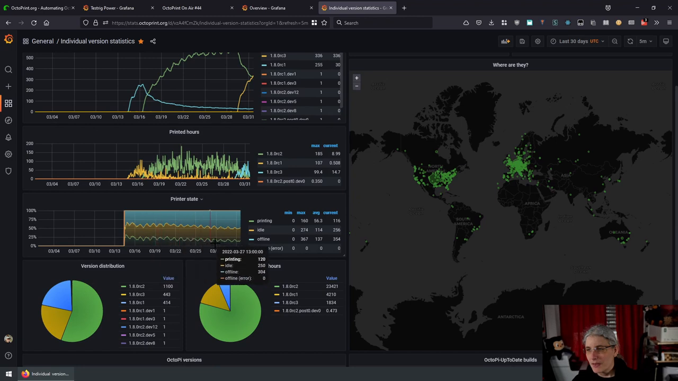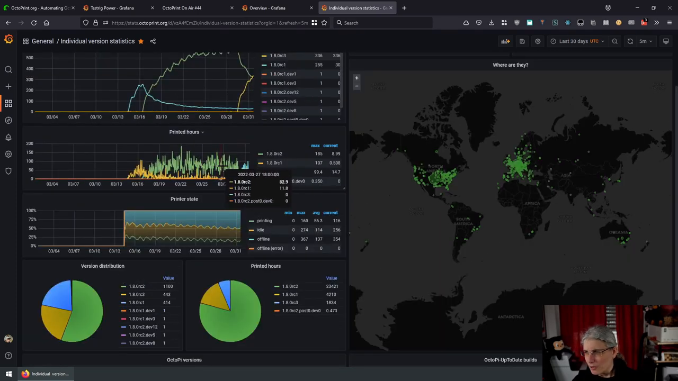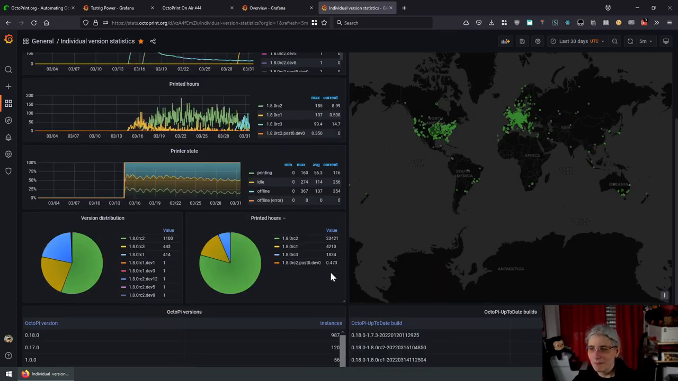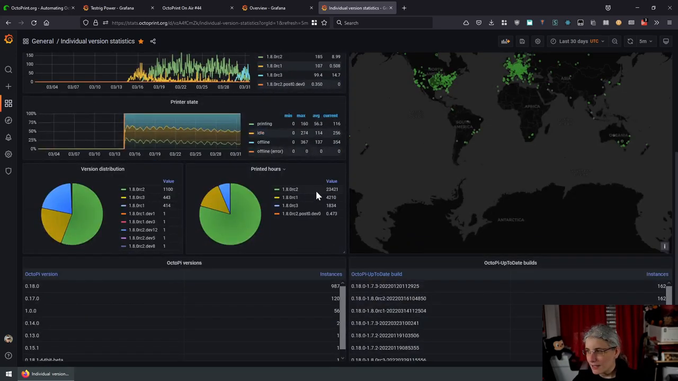And these are the print stats. This is the print hours per day per version, or rather per hour per version, I think. Yeah, per hour per version. Version distribution: so we went up to 1,100 instances of RC2 at one point. Printed hours the same. Where they are in the world, which is kind of fun to see as well. And these are the OctoPi versions. And this is what I mentioned. These are the OctoPi UpToDate builds that are being used here.